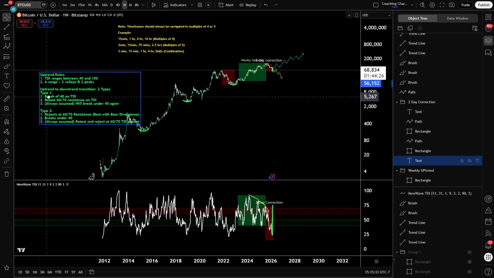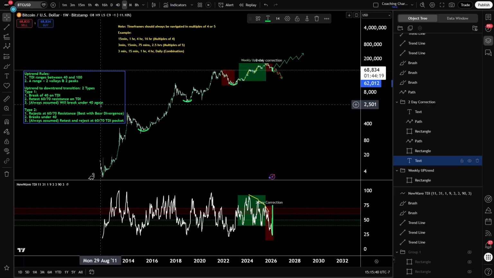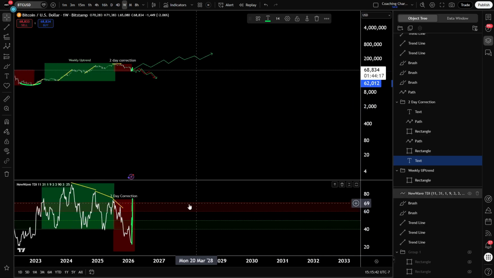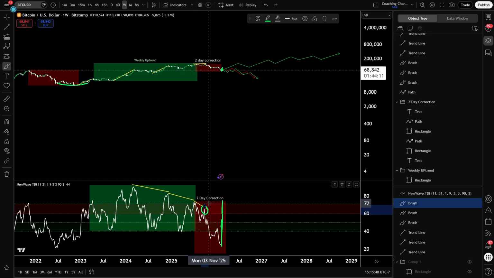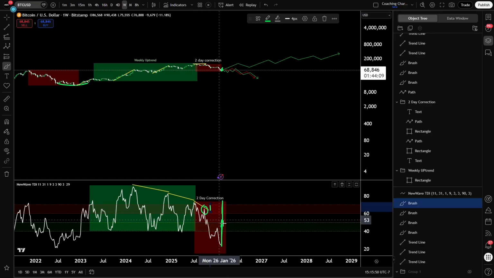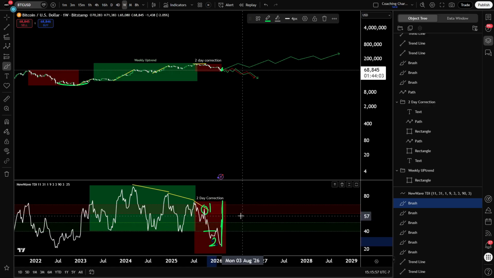The first one is that we break the 40 on TDI, then we retest 60-70, and then we end up going back underneath 40 again. So let's go down here to the weekly time frame, and we look at the reversal divergence where we get rejected at 60-70 right here as transition signal 1. Now we drop and we break underneath 40. That's transition signal 2. So now the third one is assumed. What's the third one? That we come back up to the 60-70 pocket from the weekly time frame.